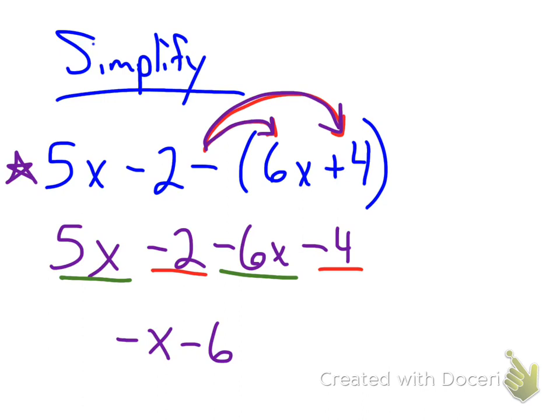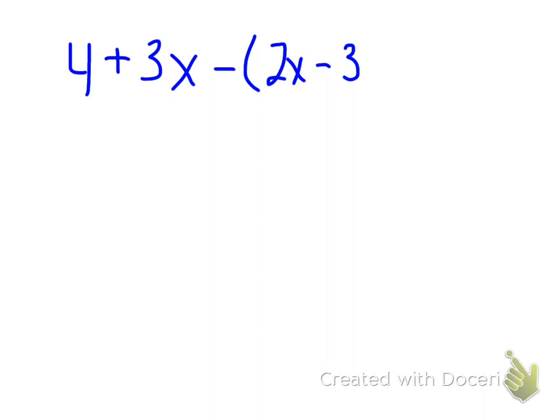Let's take a look at another example. On this problem, it does have an equal symbol. So now I am going to solve. I'm not just going to combine like terms, but I'm going to solve for x. So the first thing I want to look at again is my set of parentheses. And there is, again, a negative out front. That is the same as a negative 1. So I'm going to distribute that negative 1.